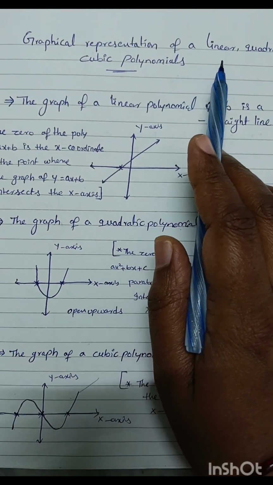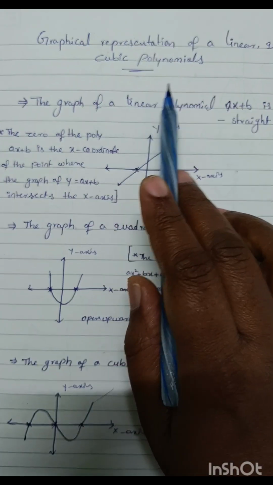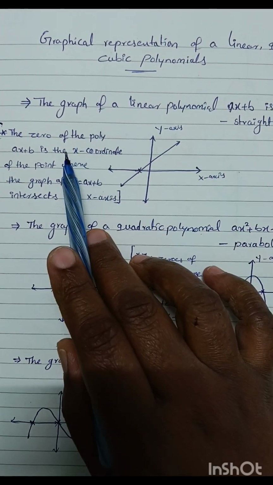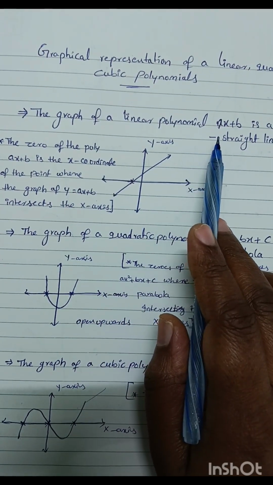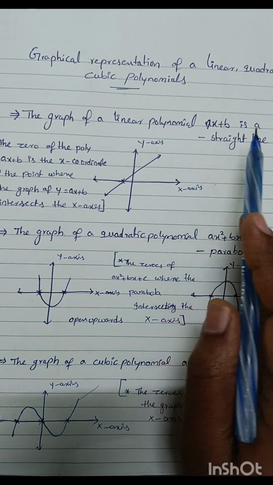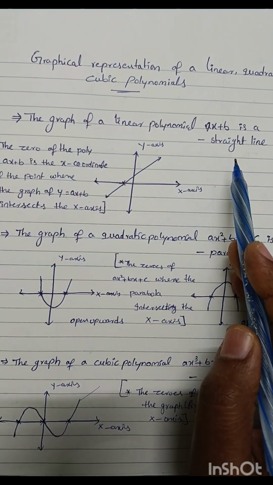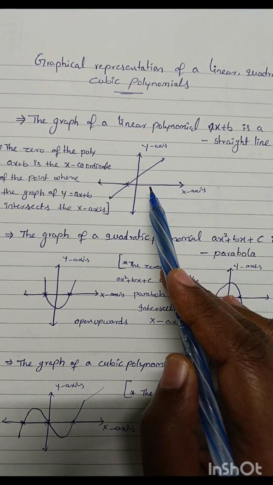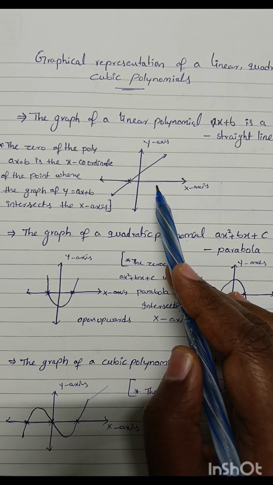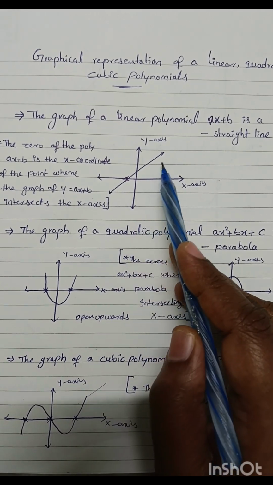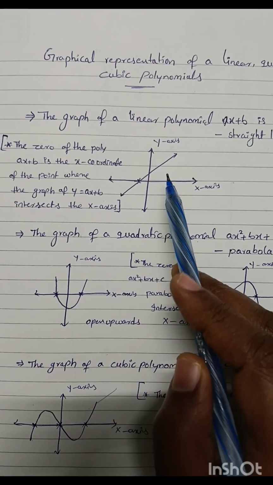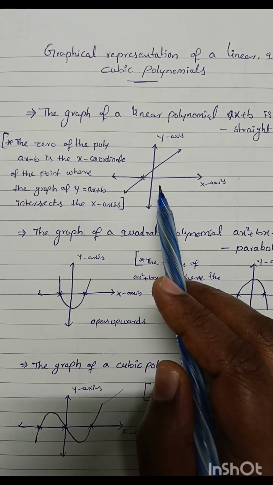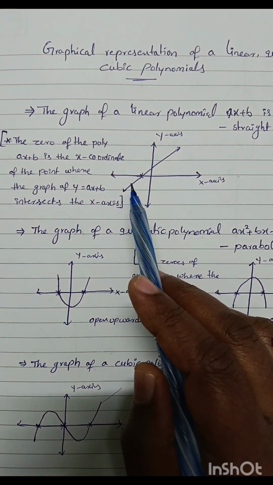Graphical representation of linear, quadratic and cubic polynomials. The graph of a linear polynomial ax plus b is a straight line. This is the graph of a linear polynomial ax plus b, a straight line. How to find zeros from this graph of ax plus b?